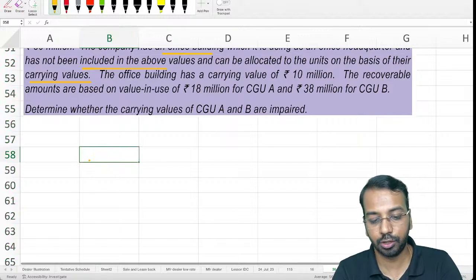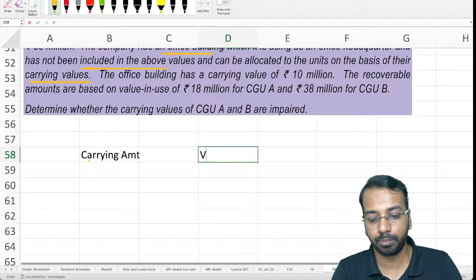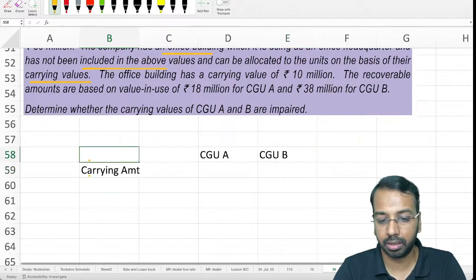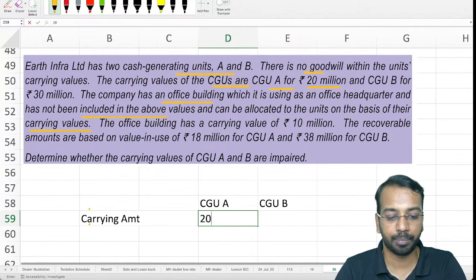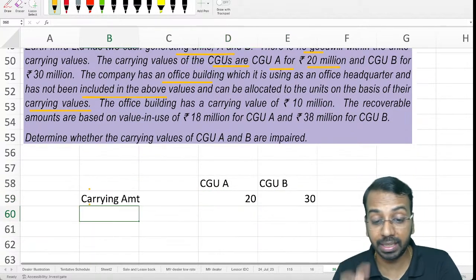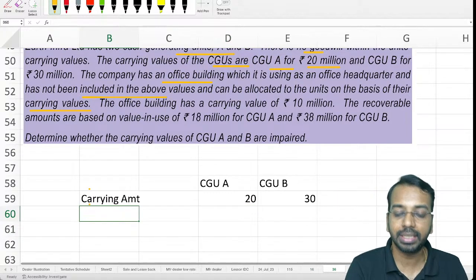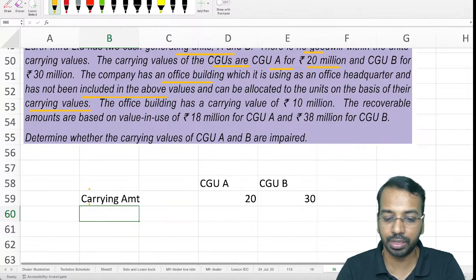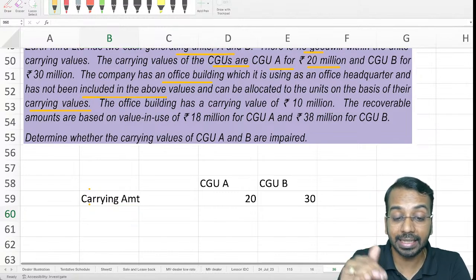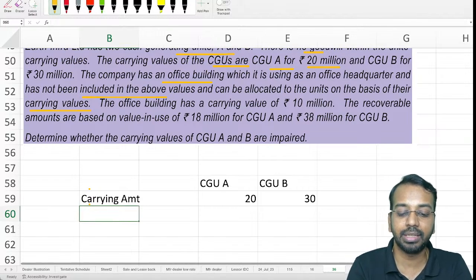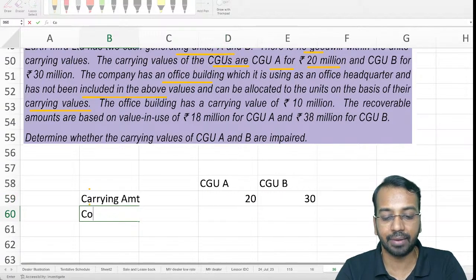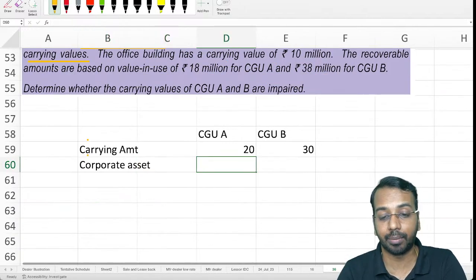Carrying amount, CGU A, CGU B. The carrying amount is given to be 20 million and 30 million. Now, this 20 and 30 does not include the building. But please remember, if I am calculating the recoverable amount, I am saying by using this CGU I will get 18 million of benefit. By using CGU A, for example, in this question, I will get 18 million of benefit. Now, if I am getting 18 million of benefit, that is not only by using the 20 million of CGU, I am also using the corporate asset. Now this corporate asset I have to allocate between A and B in the ratio of the carrying amount. That is what is given in the question.